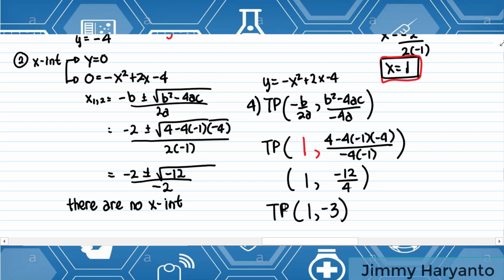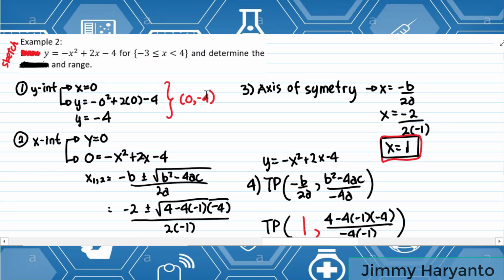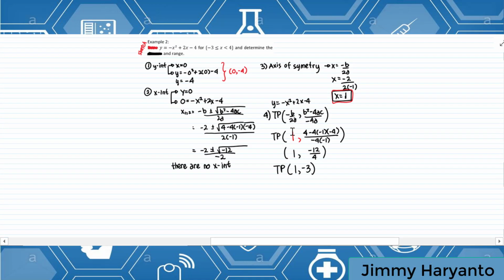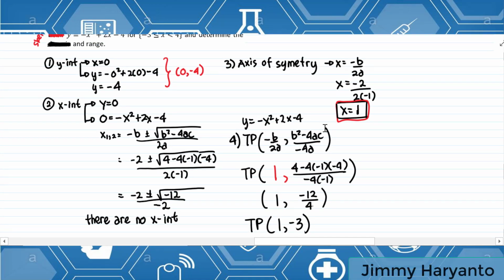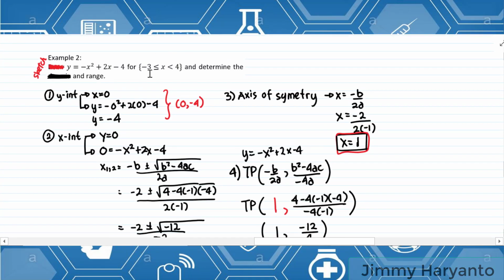The next step will be a table, right? But because this one is sketching, you don't have to create the table. You only have to calculate the value of y for x equals negative 3 and 4, because these are the edges of the curve. So for number 5, we don't have to create a table. We only have to find the values of y when x equals negative 3.